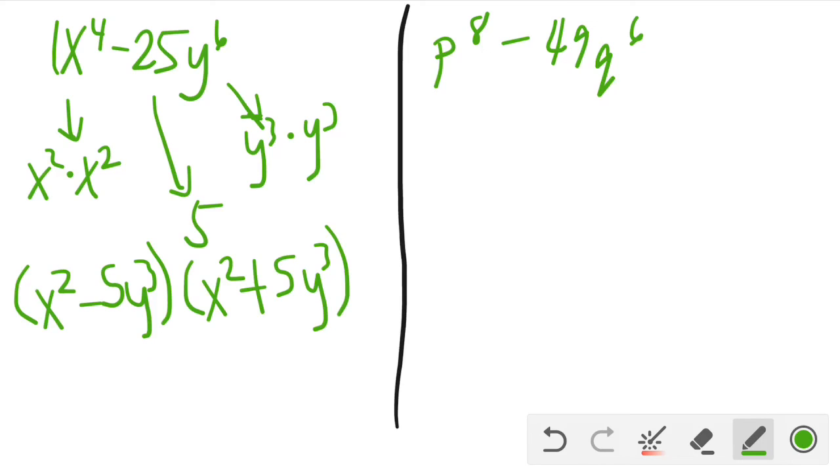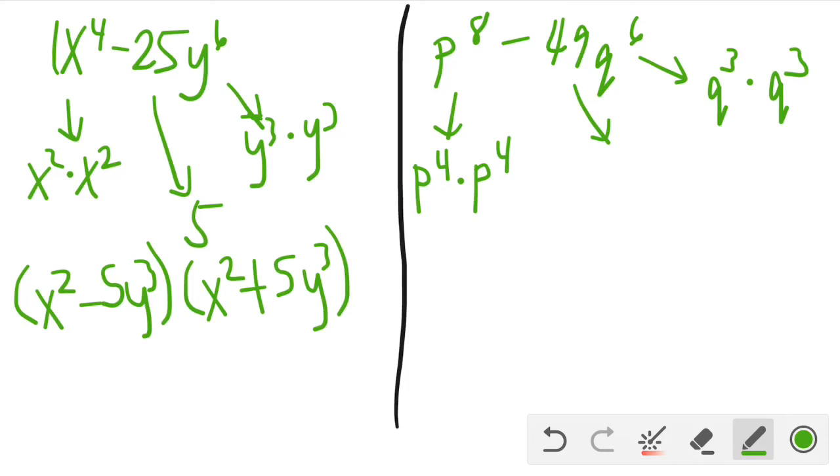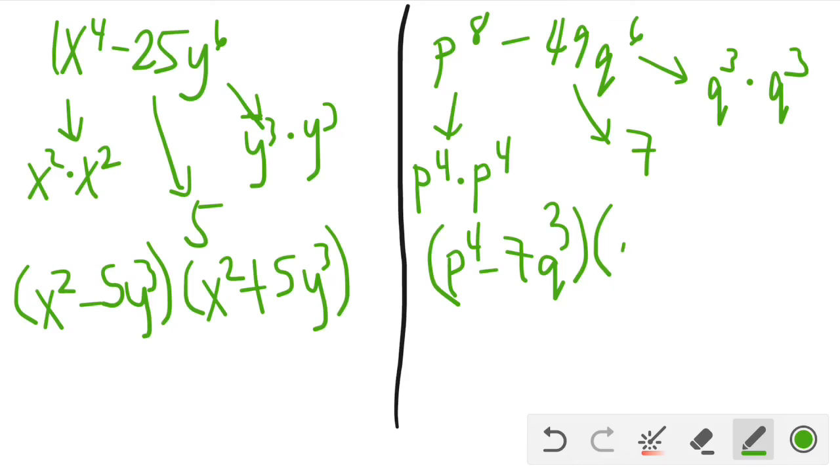Now, does it matter if I do the subtraction factor first or the addition factor? Not really, as long as you have both signs present to show it's a difference of two squares. Let's try the other example here. I should be able to split p to the 8th as p to the 4th multiplied by p to the 4th. And q to the 6th is q to the 3rd and q to the 3rd. And the square root of 49 is 7. So it passes once again as a difference of two squares. Our factors must be p to the 4th minus 7q to the 3rd, and p to the 4th plus 7q to the 3rd.